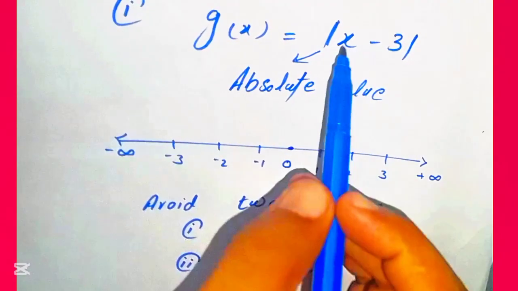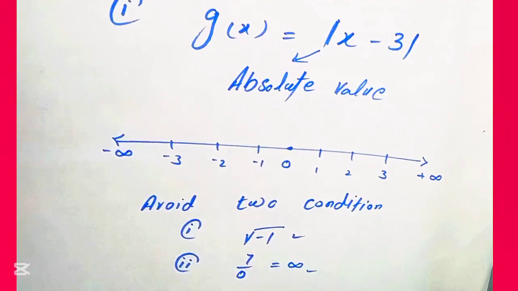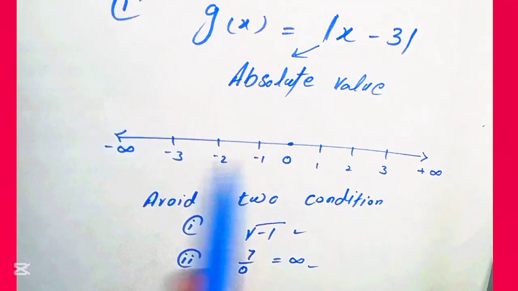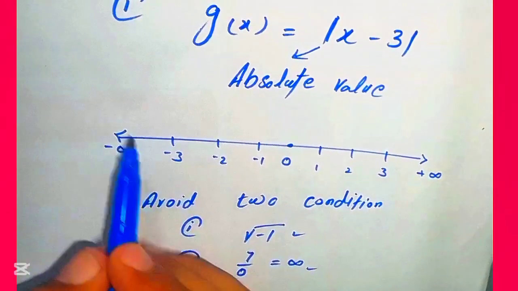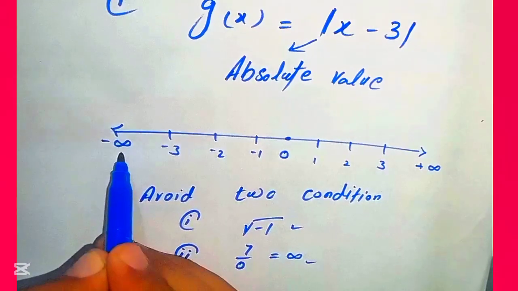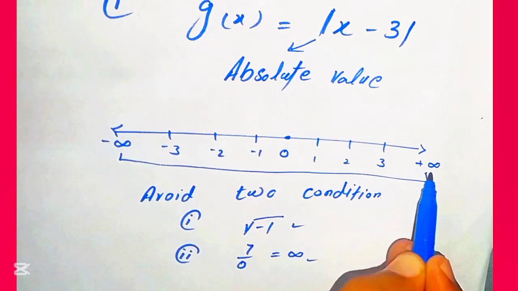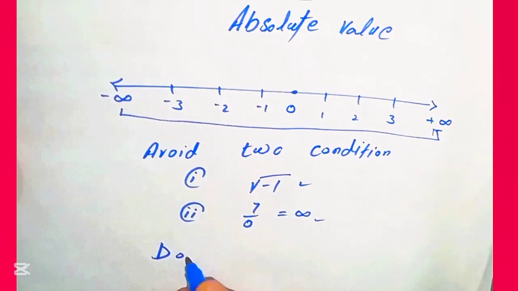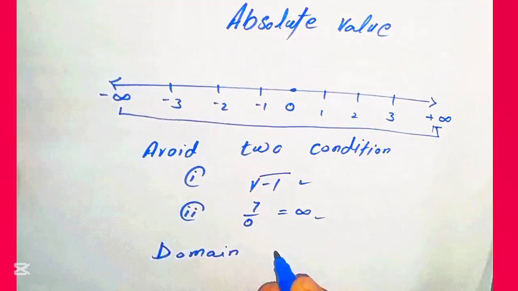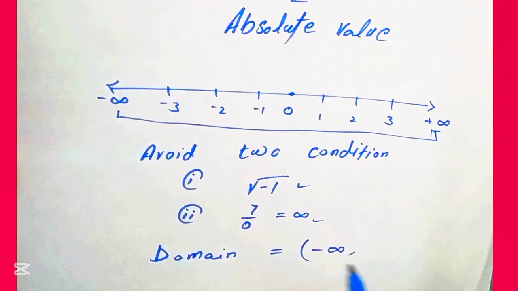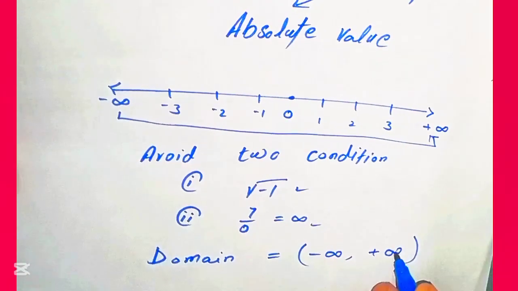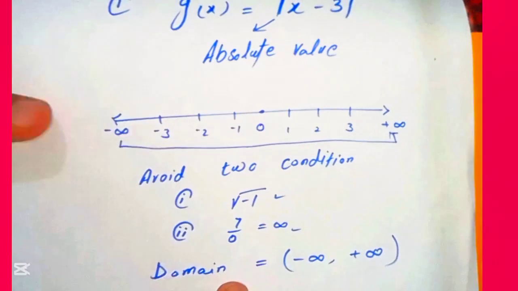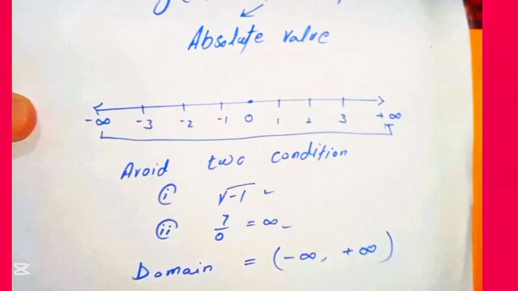So we can put every value of x here, so its domain becomes the total real numbers, from minus infinity to plus infinity. So we write that our domain is equal to minus infinity to plus infinity, and we use the open bracket from minus infinity to plus infinity.